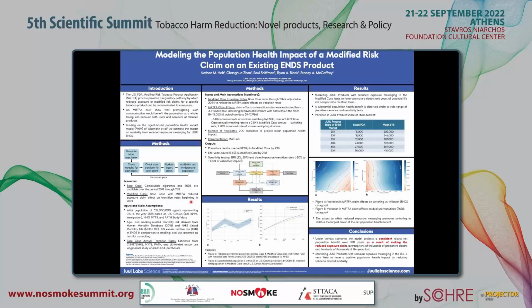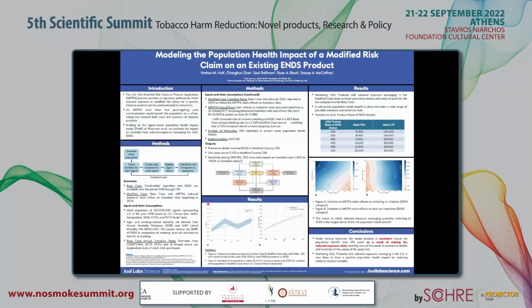The modified case scenario was identical to the base case scenario through 2023. Agent transition rates were adjusted in 2024 to reflect the effects of the reduced exposure claim. Transition rate modifiers were estimated on the basis of a 13,000 subject RCT assessing behavioral intentions with and without the claim, and an actual use study with nearly 18,000 subjects. Model outcomes included premature deaths averted, or PDA, and life years saved, or LYS. A net benefit to population health is projected when PDA and LYS are positive.